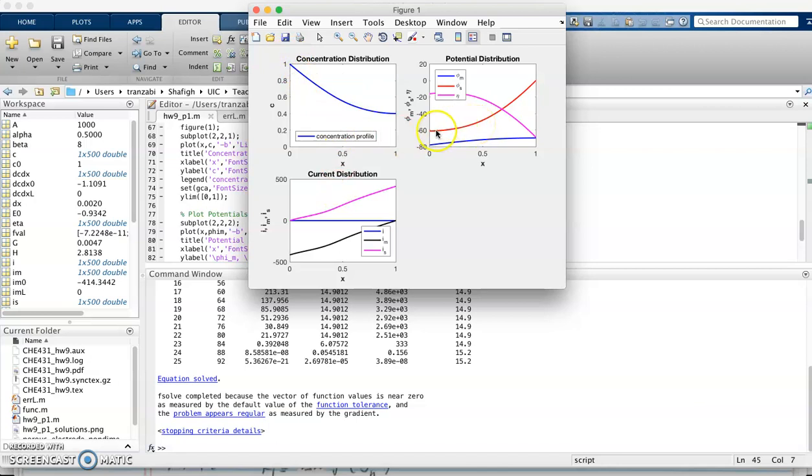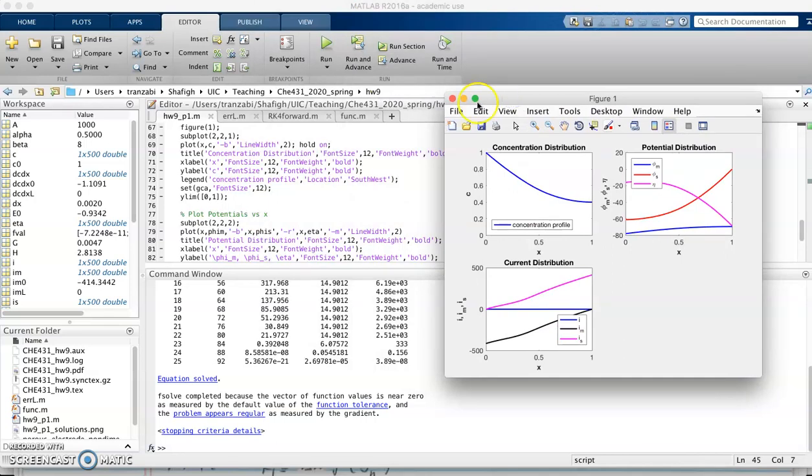Remember we have 2 potentials. The phi s is red and phi m is blue, and then 2 currents, the I sub s and I sub m. So I hope this helps you to better understand how the shooting method works for a problem with multi-dimensional or multiple variables. So, all right. Thank you so much for watching.